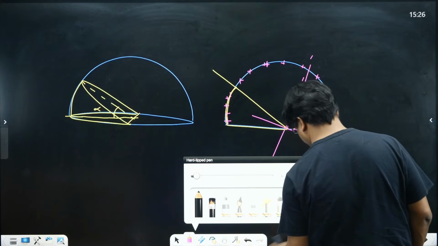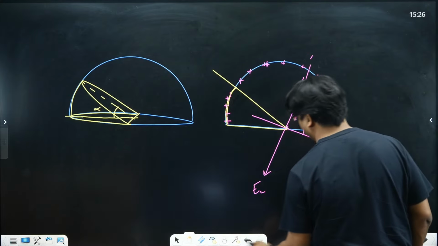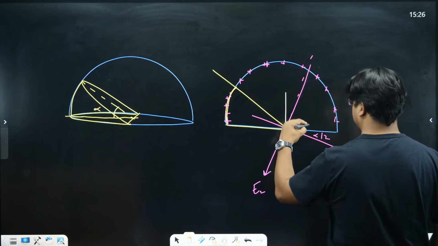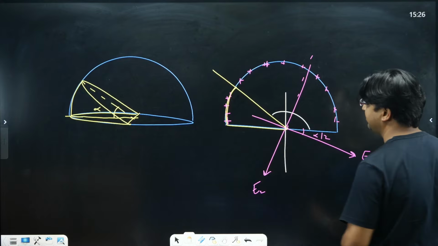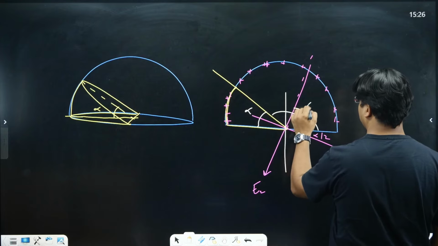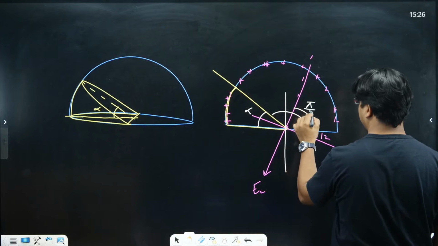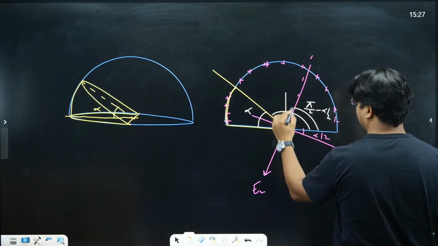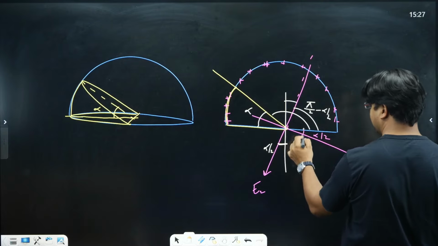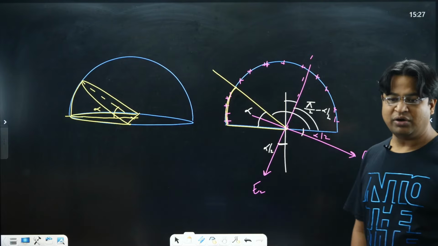And if we talk about the angles, this entire angle would be pi minus alpha, because this was alpha. So this half angle would be pi by 2 minus alpha by 2, which makes this angle alpha by 2. So this angle and this angle, they are the same. Now what do we know, guys?